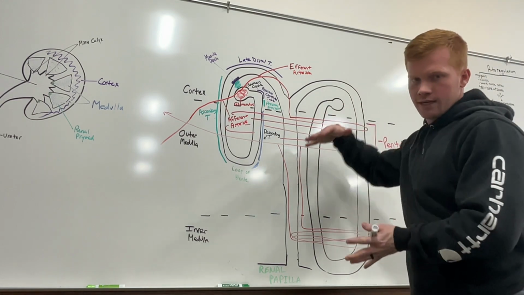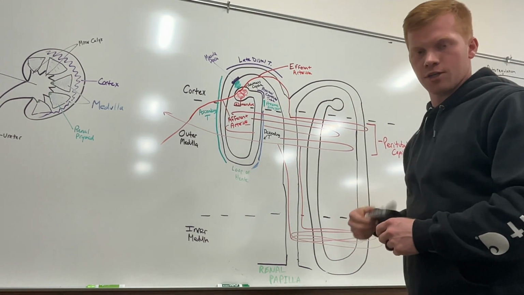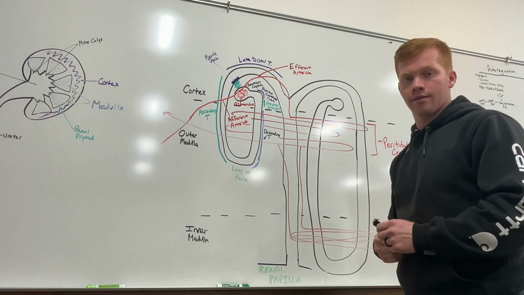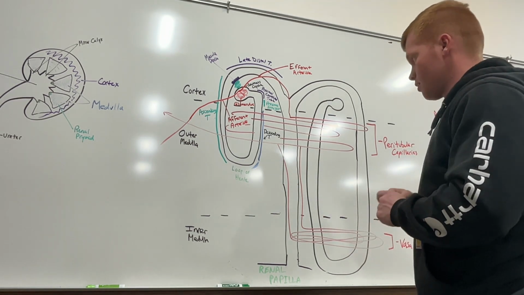Because that's filtering down into the kidney, it's going to make its way to the major calyx and then out of the kidney into the ureter, not the uterus.